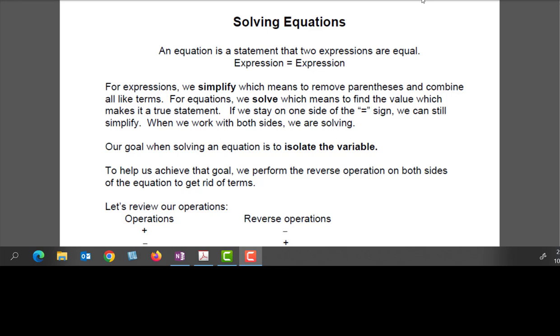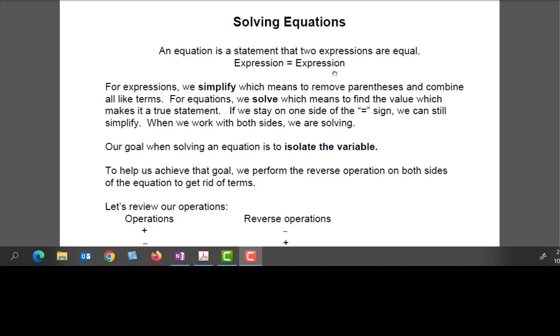to work through solving equations. We're going to start with very simple ones and advance. So first of all, an equation is a statement that two expressions are equal. So it's very important to have an equal symbol in there. And you have an expression on each side. The whole thing makes an equation.